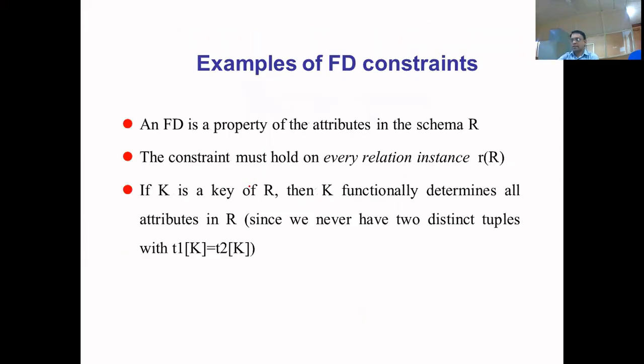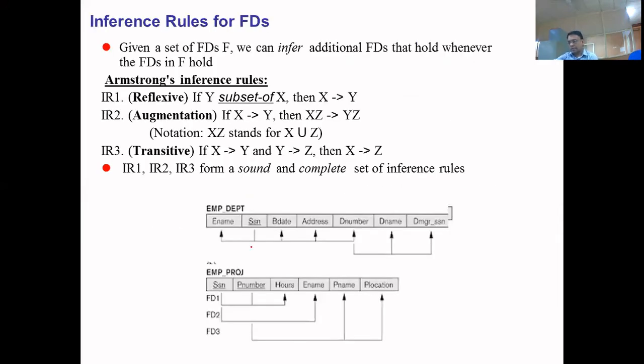If a constraint on R says that there cannot be more than one tuple with a given X value, then X is a candidate key of R. So X is going to determine the rest of the attributes. So in the diagram, SSN is the candidate key.